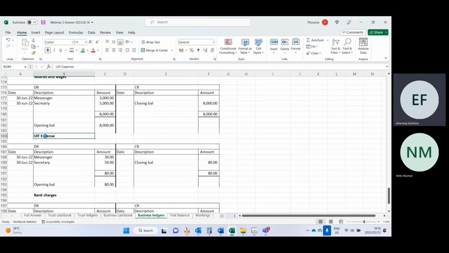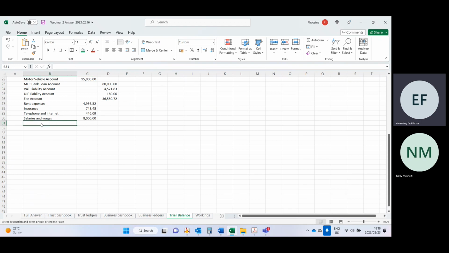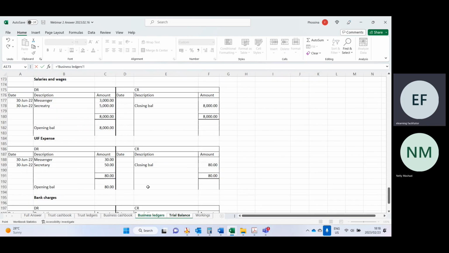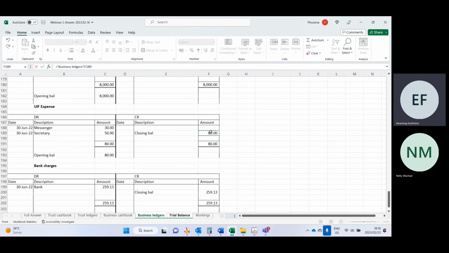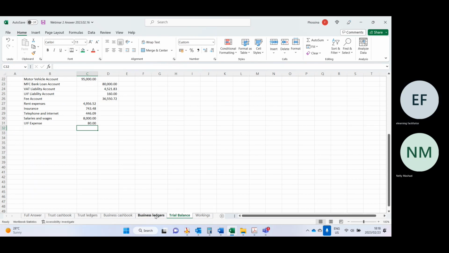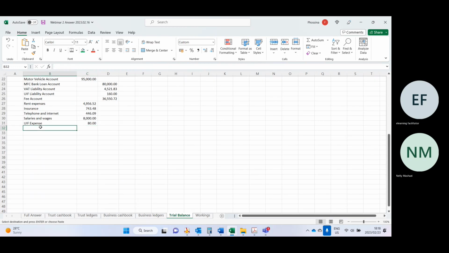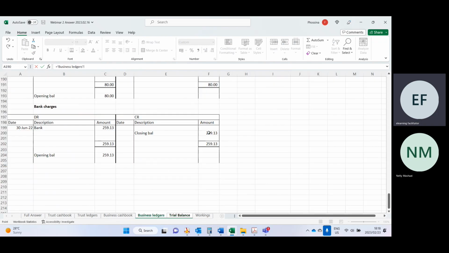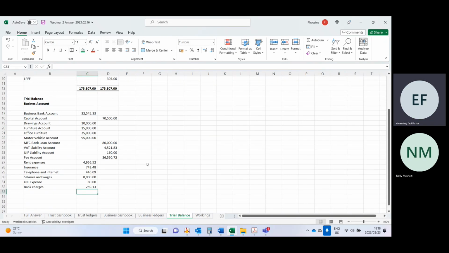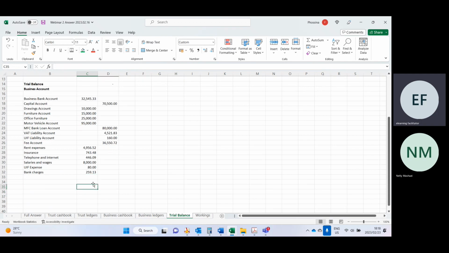And then our UIF. The trial balance that we are doing now is more like for 1 month, but you are supposed to make it cumulative. And then our bank charges, take them in. And then we pick up the balance. So this is what makes up our business account. We've got the balance sheet, we've got the expenses, and then we add them up.